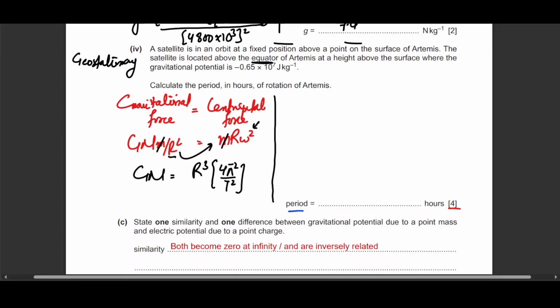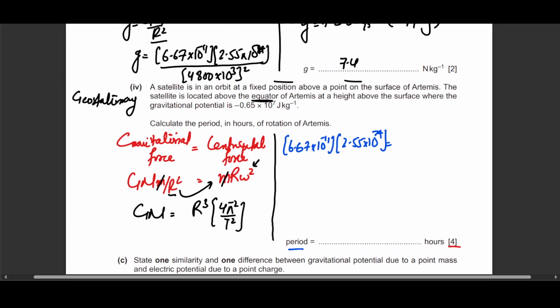So I'm just going to write the values over here. So G is the gravitational constant 6.67 to the power minus 11. The mass of the planet is 2.55 into 10 raised to the power 24 equals r cubed. Now, where is the value of r? How do you get the value of r? Notice that in this question, he says the gravitational potential is negative 0.65. He's already mentioned where he wants to observe, where the geostationary orbit exists.